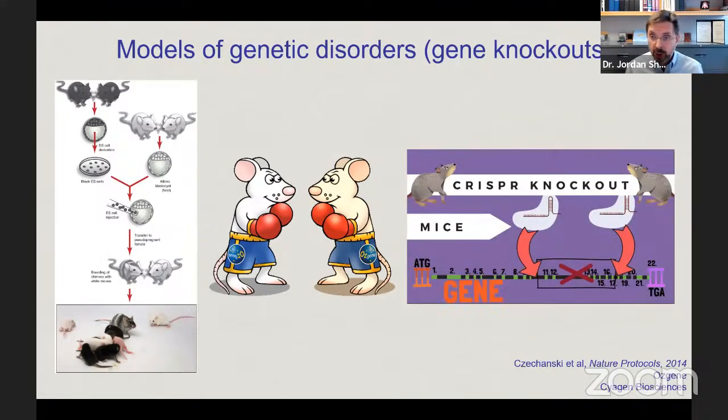Now with CRISPR or other genome editing factors, we can do this in a single step, and I'll show you how we do that later, where you simply inject it into mouse embryos or fish embryos and get a knockout.